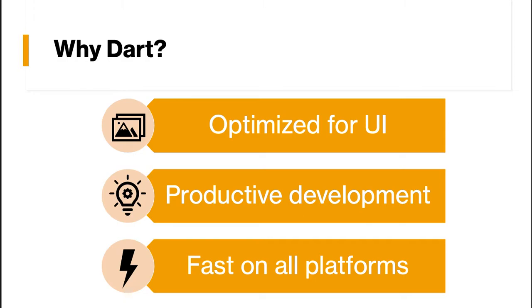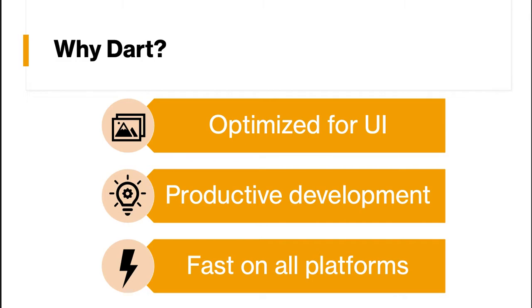Why Dart? There are three main advantages in using Dart as stated by Dart.dev. The first one is that it is optimized for UI. Dart is a programming language specialized in the needs of UI creation. The second one is productive development. With Dart, programmers can make changes to the source code iteratively and use hot reload to instantly see the effect in the running app.